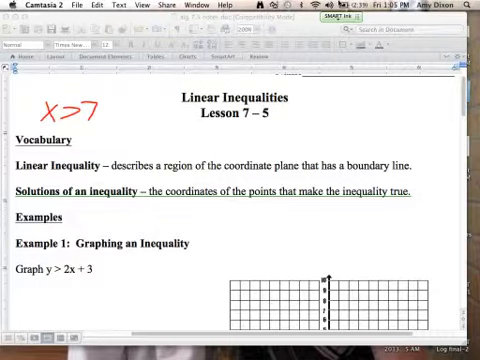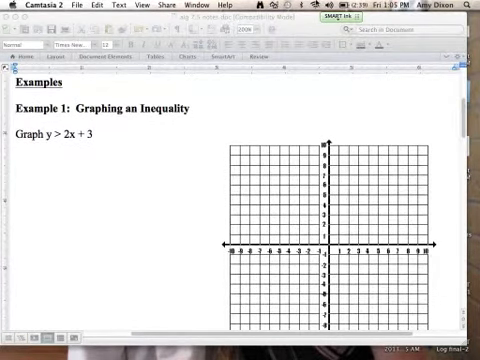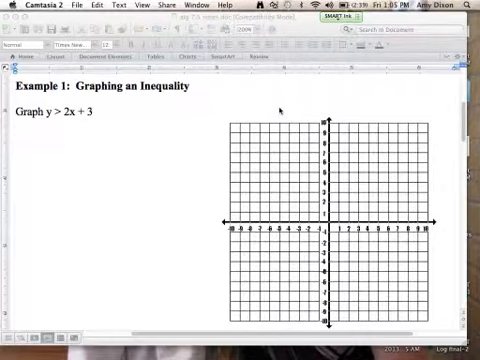Okay, so let's look at an example, and hopefully by the end of the lesson this will make more sense. Okay, so example 1, we have an inequality, y is greater than 2x plus 3. What form does that look like? What form is that in? Imagine if that had an equal sign. What form would that be in? Y equals mx plus b. It would be in y equals mx plus b, except for now we have an inequality, right?